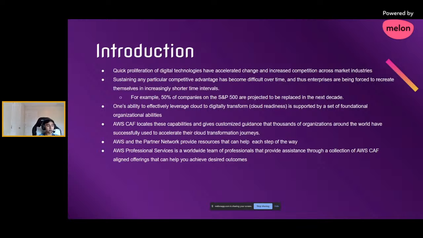AWS and the partner network provide resources that are able to help you each step of the way. And AWS Professional Services is a worldwide team of professionals that provide assistance through a collection of AWS CAF aligned offerings that can help you achieve your specific desired outcomes for your business and company.